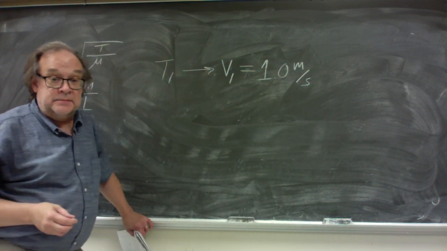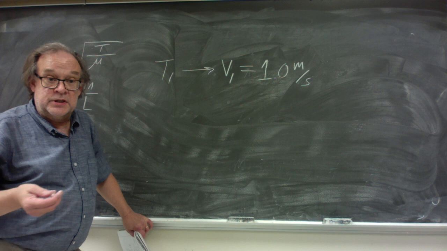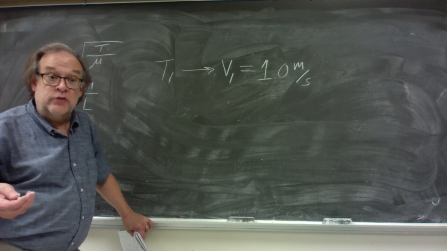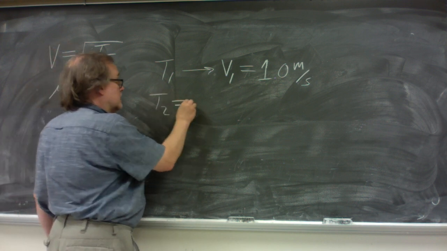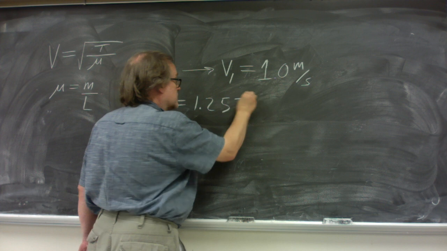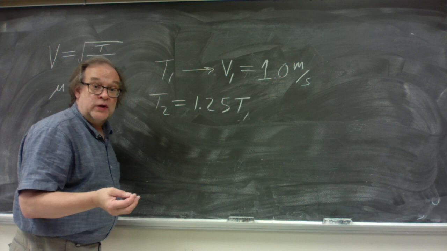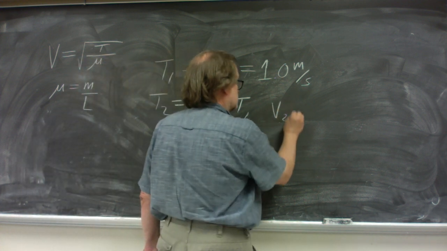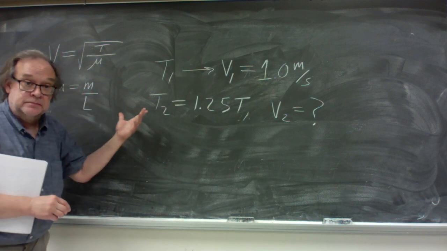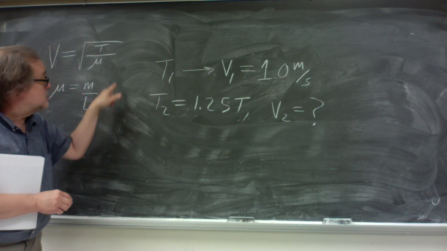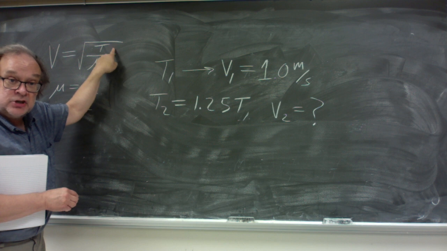is 1 meter per second. And let's say now you tighten the string so that now there's a higher tension. Let's say it's 25% tighter than before. The new tension is 1.25 times the old tension. What's the new wave speed? Well, we kept the same string, so same length, same mass, so this factor here in the denominator is the same. The only thing that differs here is tension.